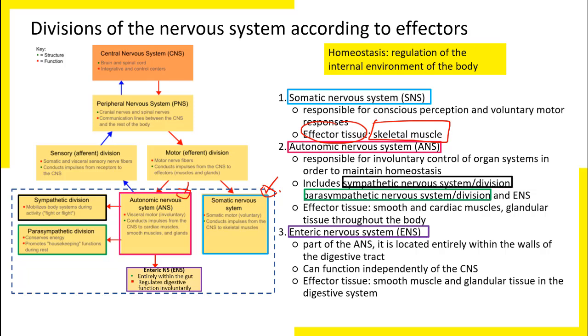The autonomic nervous system is this box over here. The autonomic nervous system has three divisions. It is called autonomic because it's automatic.